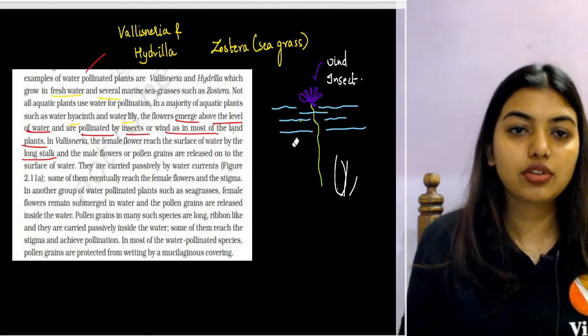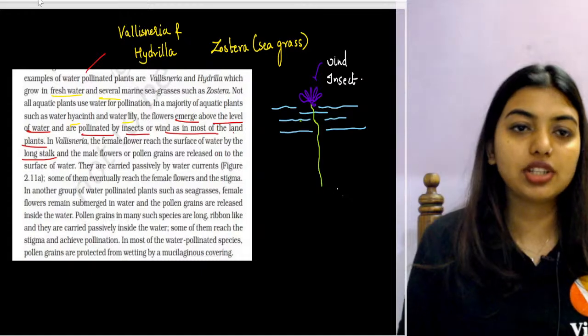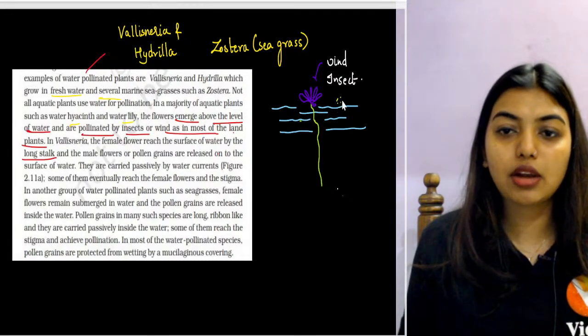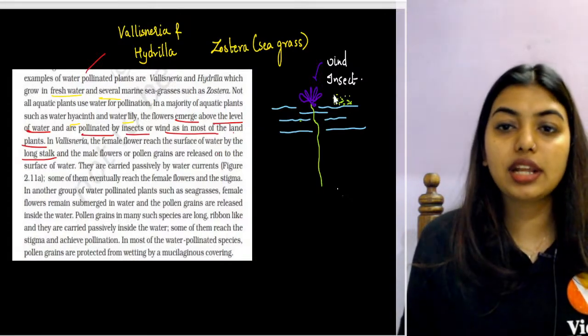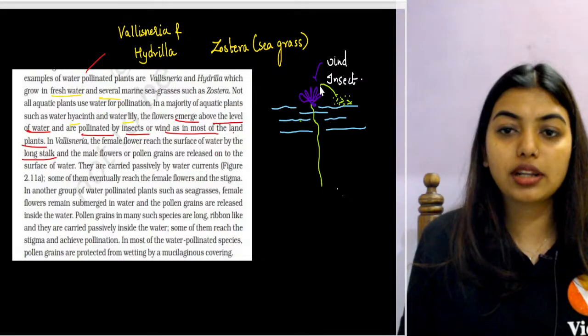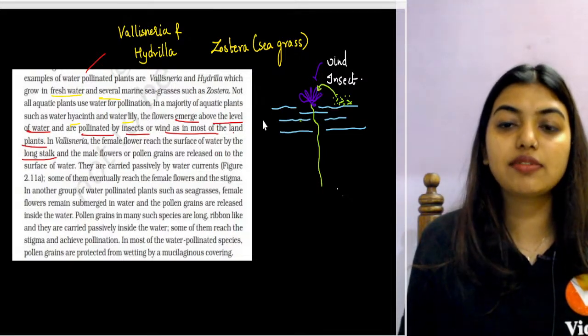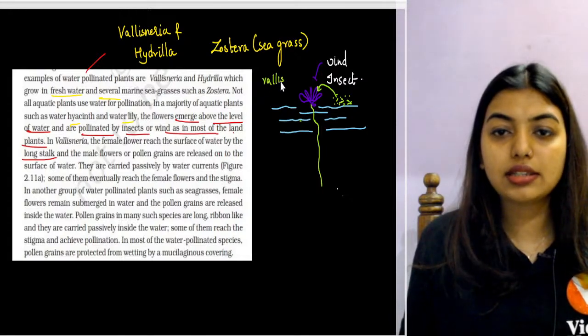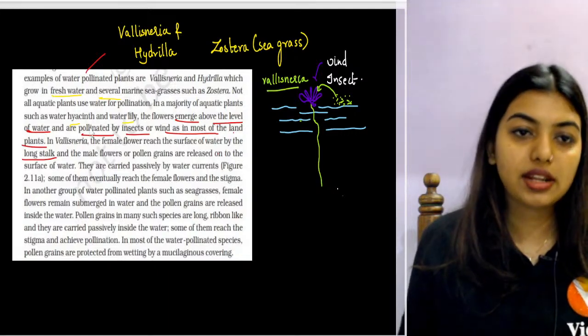So I cannot draw that. Now just imagine. Now what is going to happen, students? The male pollen grains are going to come with the help of water currents, and they are going to land on this vallisneria. Understood? Got it? Land on this vallisneria.